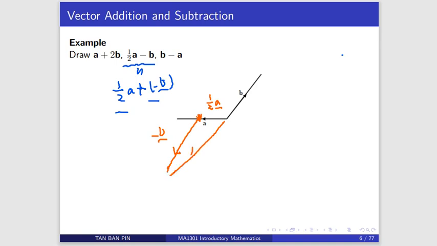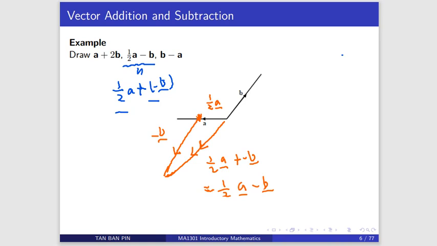So the resultant will be this vector. So this vector will be half A plus minus B. So it's the same as half A minus B.